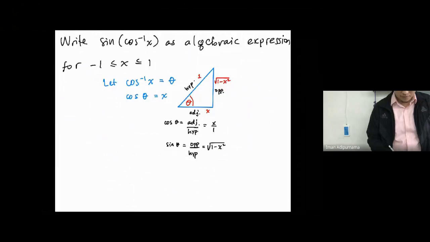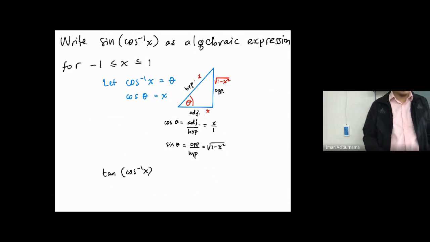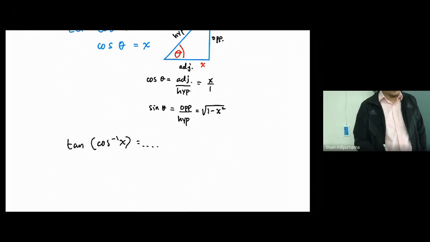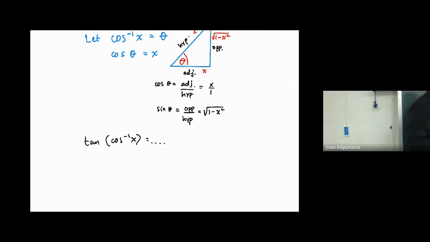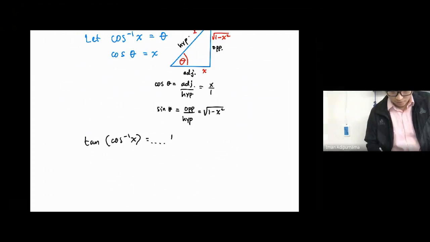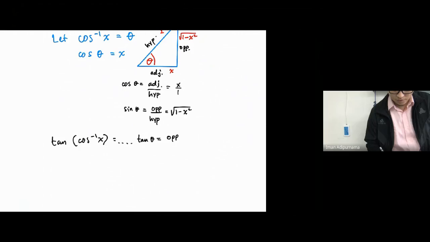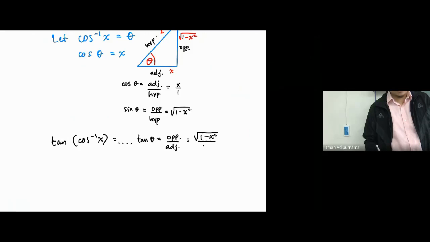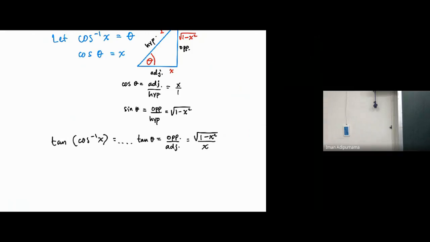If we have, let me give you, tangent cos inverse x, what will happen? Because we already have cos inverse x as theta, then tangent theta is the opposite side divided by the adjacent side, right? And you get the square root of 1 minus x squared over x.